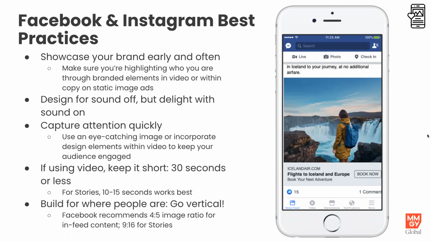You want to build your ads where people are going to view them. So if you're placing an ad in the Facebook feed, the recommended ratio is 4 to 5. That's kind of a square, and that's kind of what you're seeing on the right-hand side of your screen. However, if you're going to be placing an Instagram ad, the recommended aspect ratio for that image is 9 to 16. So in that case, we would say go vertical. So you want to adapt your assets to how they're best going to look, and then of course, engage with the audience.